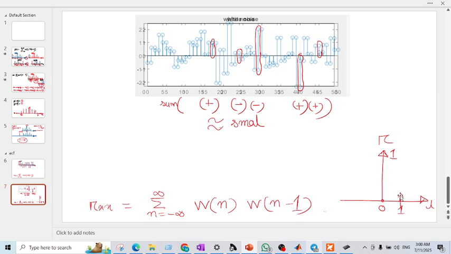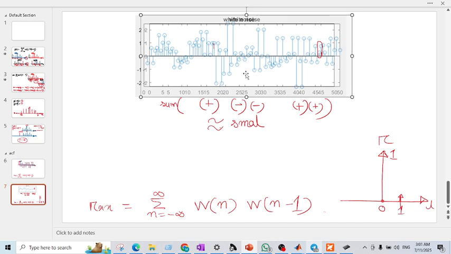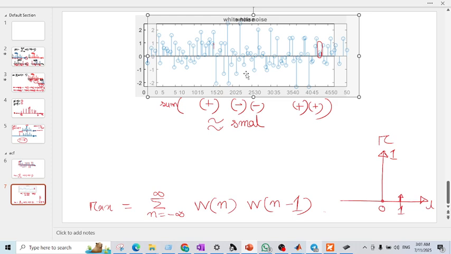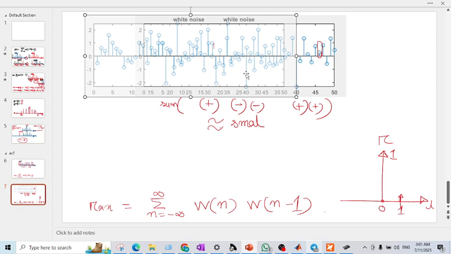If you do the same thing for L equal to 2, after shifting you will see the same thing. L equal to 3, you will get the same thing. L equal to -1, -2, -3, you will get the same thing. And that's why you get an autocorrelation function that looks like delta, and it's only for white noise. Okay, so thank you.